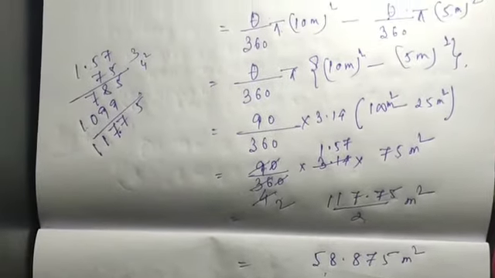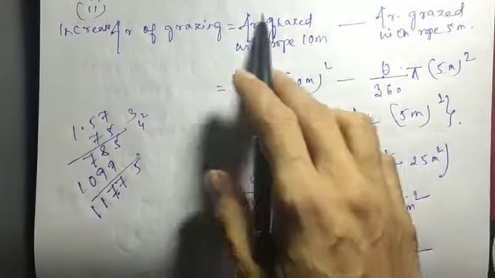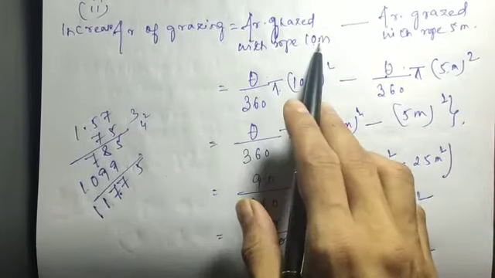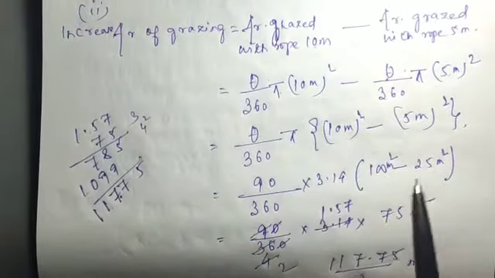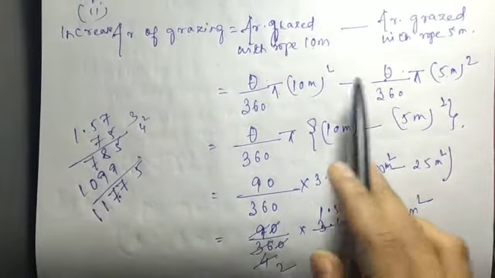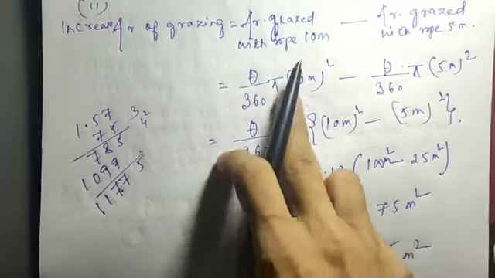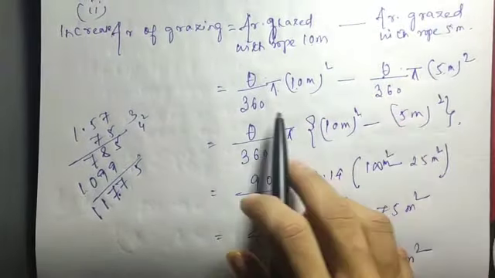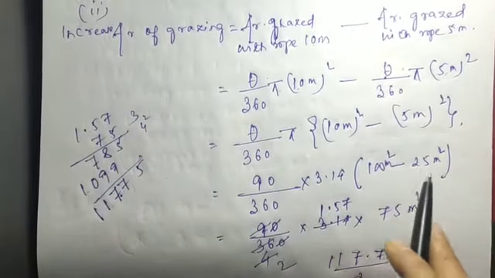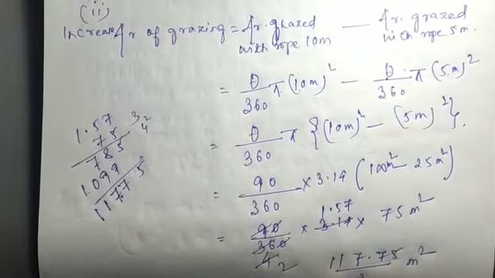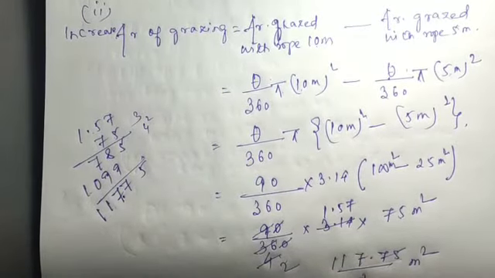So this is how we found the increase in area of grazing: area grazed with rope 10 meter minus area grazed with rope 5 meter. The formula we are going to use is for the minor sector only, but the radius is going to be different because here the radius is the length of the rope. Okay, so taking the two different radii, taking common, 10 square 100, 5 square 25, subtracting, the cancellation, multiplying, dividing, and we got the answer here. Done. Let's see the next question.